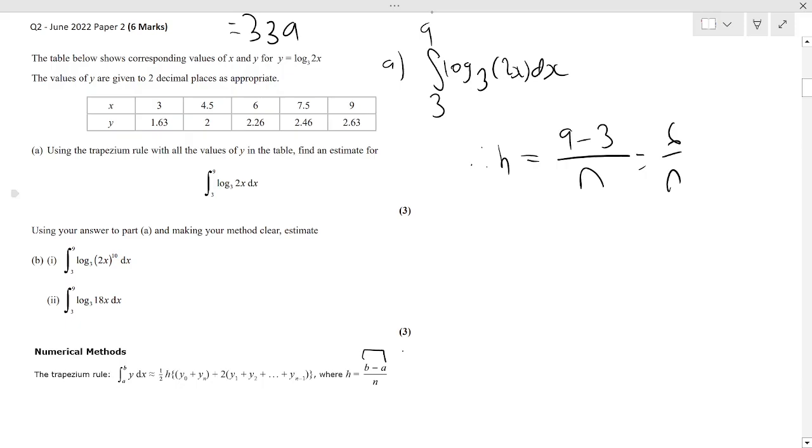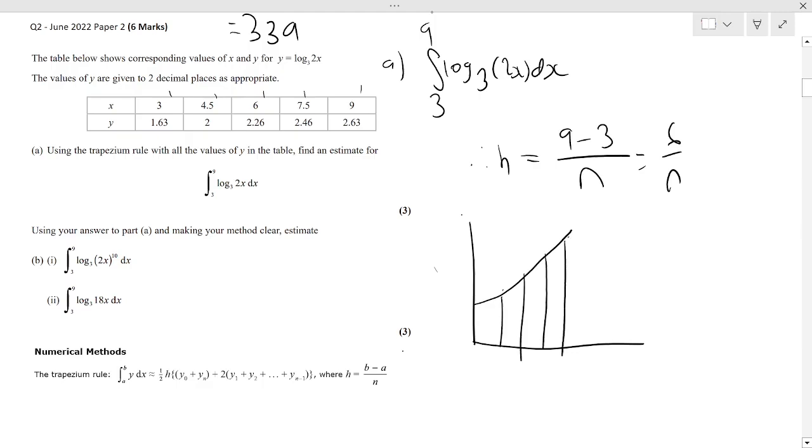Now, the n's probably the trickiest bit, but this is where you use the formula to guide you. The n is referring to the number of strips, so the number of trapeziums in the trapezium rule. If our graph looks like this, with 5 points, first point, second, third, fourth, and fifth, how many trapeziums have we got? 1, 2, 3, 4. So n, the number of trapeziums or strips, is going to be 4. But how would you get that without considering the geometry?